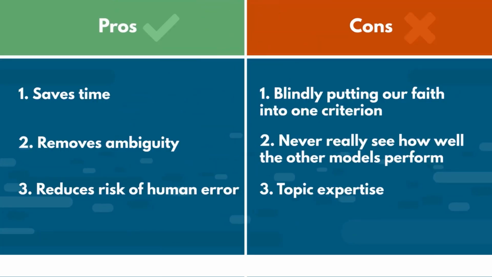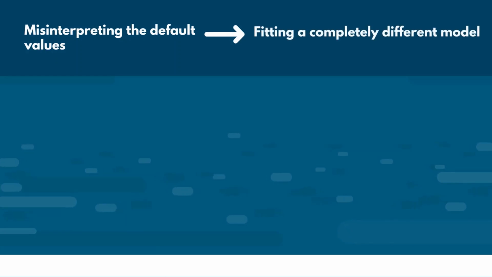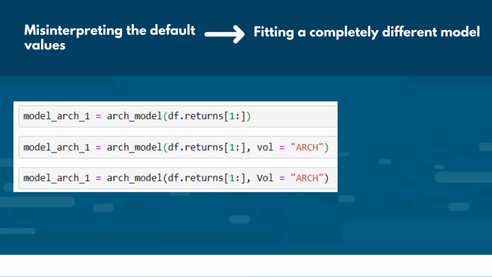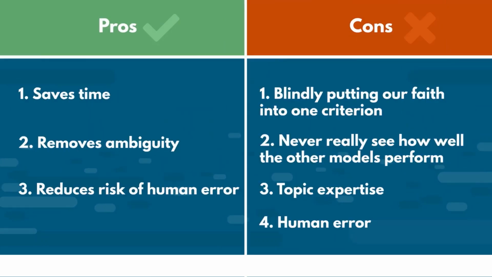Lastly, improper use and incorrect argument values open a different channel for human error. If we misinterpret the default values, we might be thinking we're examining one type of model, while in fact, a completely different one is being fitted. A recent example of this is the default value for the volatility argument of the arch model method. While it makes sense for it to be set for fitting an ARCH model, the default is actually set to GARCH instead. Similarly, if we mistype the name of an argument, the method does not return an error, but simply ignores it. This could mean that a small lapse of concentration can lead to wasting tons of time fitting models we're not interested in.